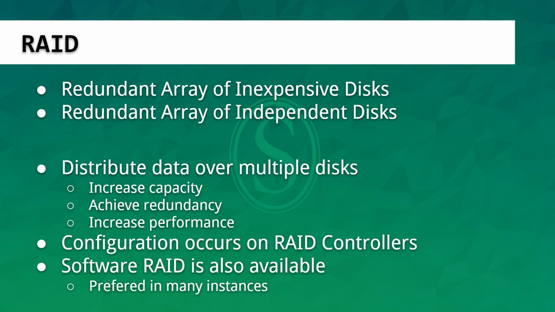The configuration for RAID disks, RAID arrays as they're called, or an array of RAIDed disks, are the disks in the RAID set. That configuration occurs on RAID controllers, which are typically hardware expansion cards that are PCI, PCI Express, or some proprietary daughter board that's installed in your system that your hard drives connect to, and then it connects to the motherboard somehow.